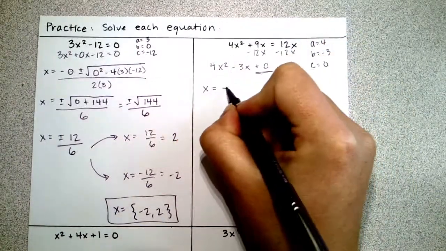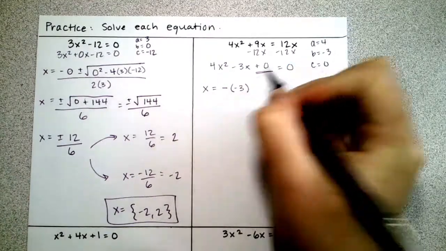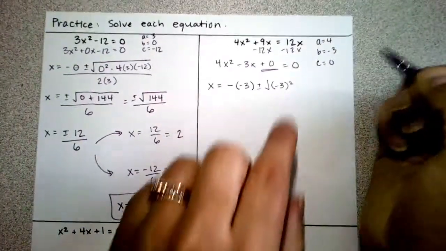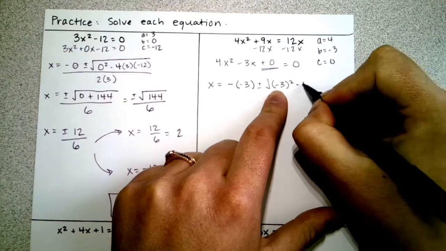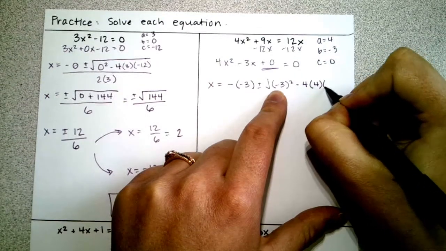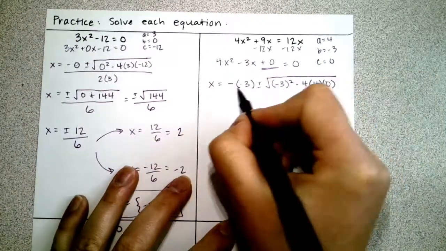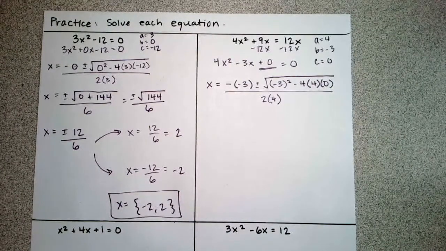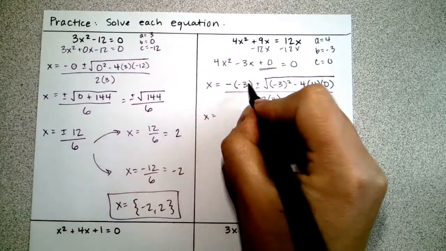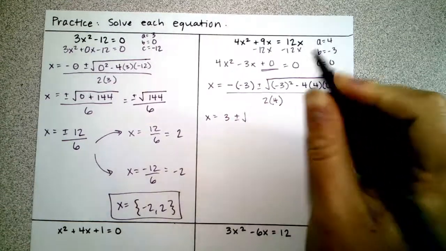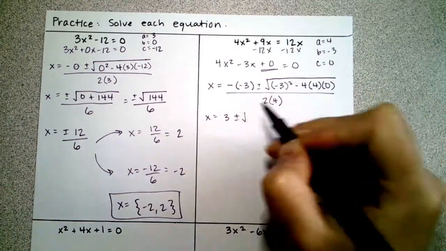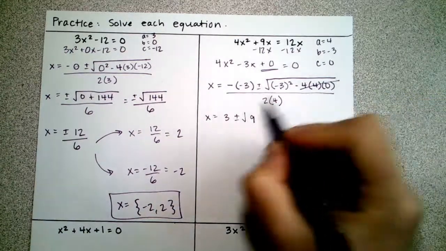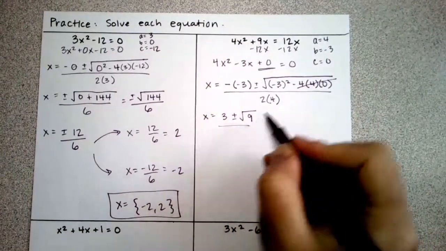So x is equal to -b, so -3, plus or minus the square root of b squared. Make sure you use parentheses when you're squaring a negative, minus 4 times a times c, all over 2a, 2 times 4. Okay, simplifying, -3 is just +3, plus or minus the square root of -3 squared is 9, and then this part is just 0 because we're multiplying by 0, so this is just the square root of 9 over 2 times 4 is 8.